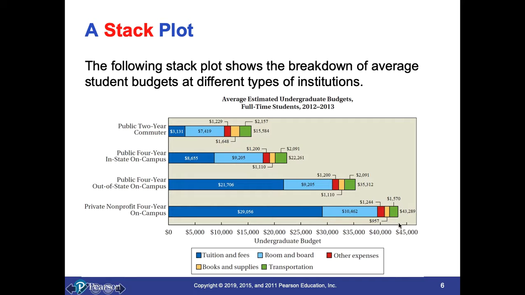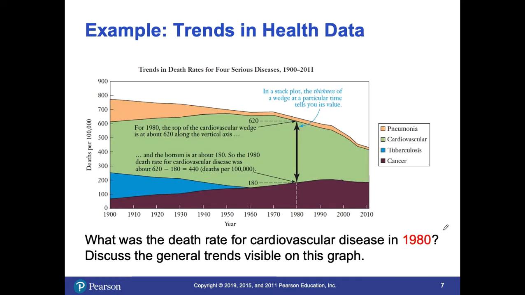$43,289, which lines up with the numbers here on the bottom. Notice again down here at the bottom we have 40,000, 45,000, and this all adds up to 43,000-ish. So that makes sense. This is known as a stack plot. Here's a stack plot, but using line graphs.